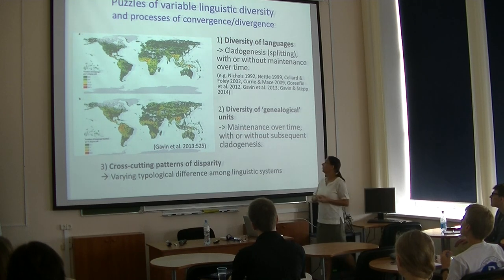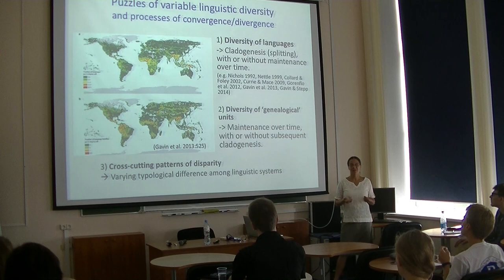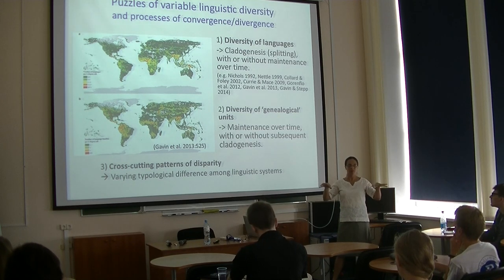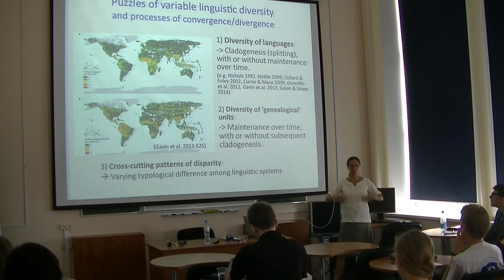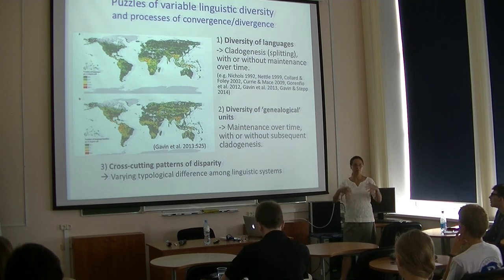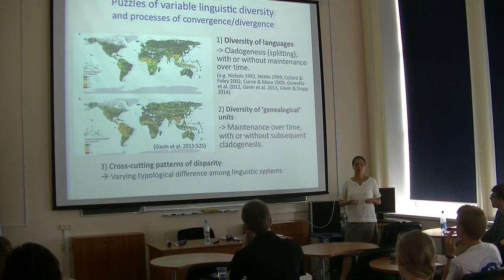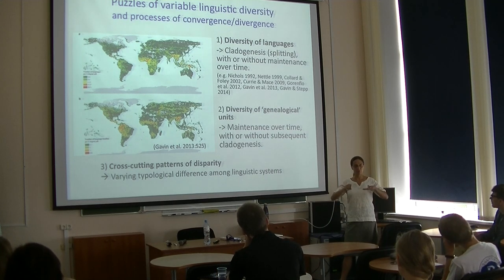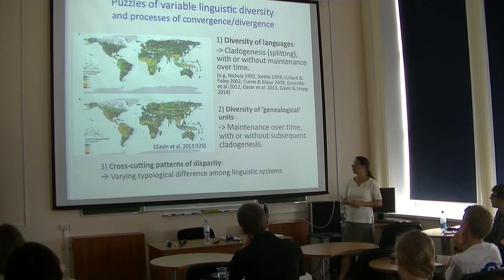The diversity of genealogical units, like we saw in the Amazon, here it's more agnostic. On some level, there must be diversification, clearly, but for periods of time, it may be more agnostic about the degree of splitting that's taking place, but it's emphasizing maintenance. So like we see in the Amazon, in many of these language families, there's not a lot of evidence for internal diversification, but there is evidence for long-term maintenance of these units.